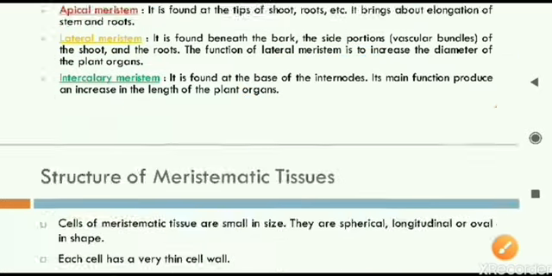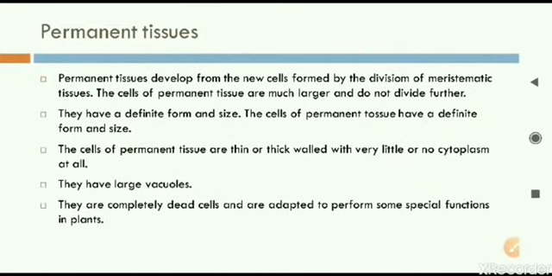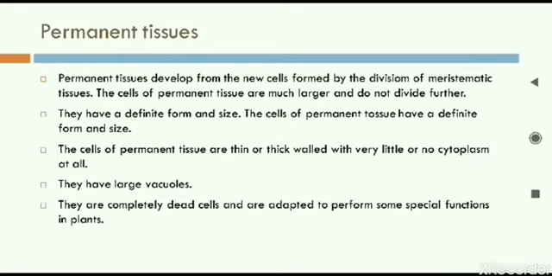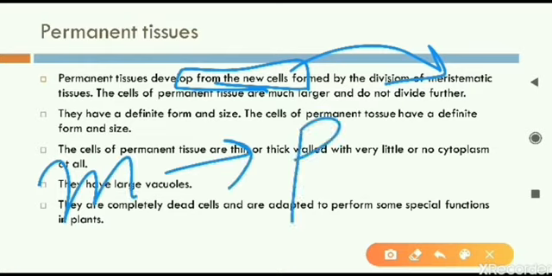Let us now move on to today's topic, that is permanent tissue. Unlike the meristematic tissue, which are actively dividing, the permanent tissues are a bit different. They do not divide further. The meristematic tissue are actively dividing cells. On the other side, the permanent tissues do not do cell division. But the meristematic tissue only give rise to permanent tissues. Permanent tissues develop from new cells. From where are they coming? From the meristematic tissue only. So the meristematic tissue converts into permanent tissue.